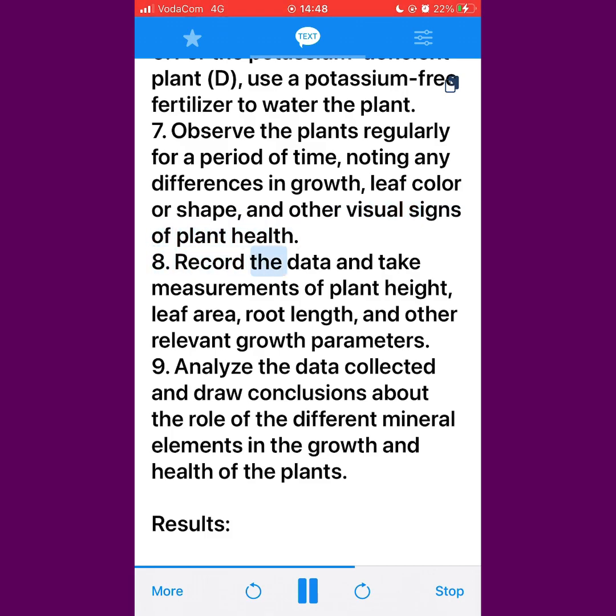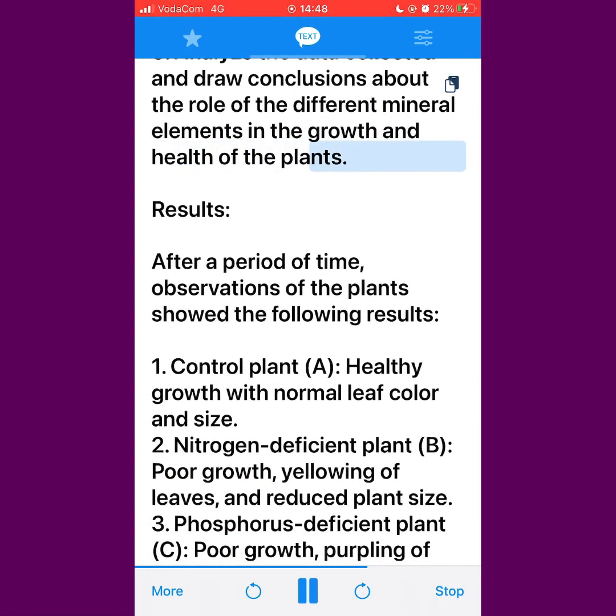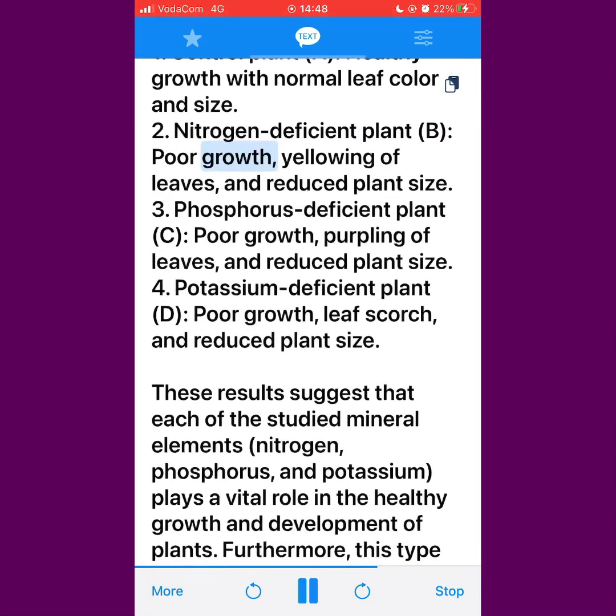8. Record the data and take measurements of plant height, leaf area, root length, and other relevant growth parameters. 9. Analyze the data collected and draw conclusions about the role of the different mineral elements in the growth and health of the plants. Results: after a period of time, observations of the plants showed the following results. 1. Control plant, A: healthy growth with normal leaf color and size. 2. Nitrogen deficient plant, B: poor growth, yellowing of leaves, and reduced plant size.